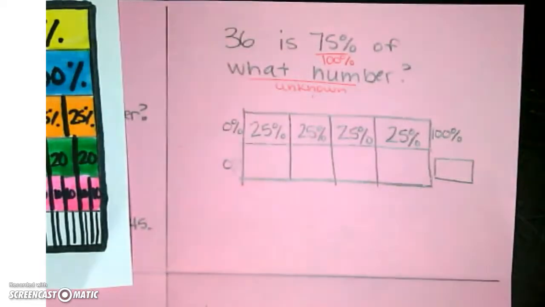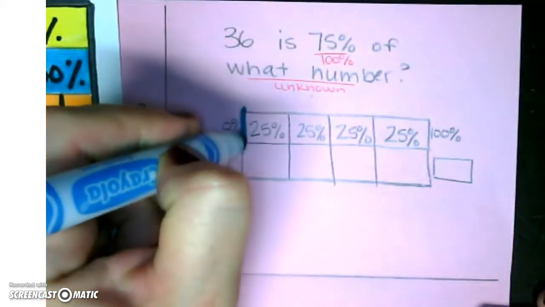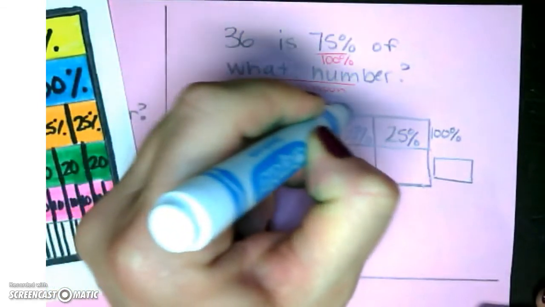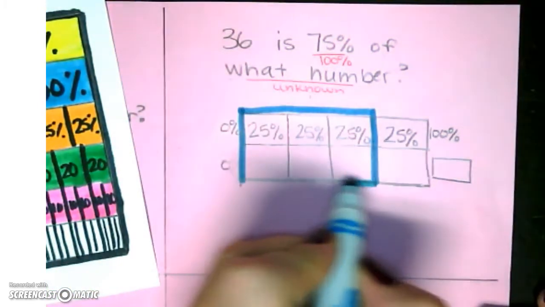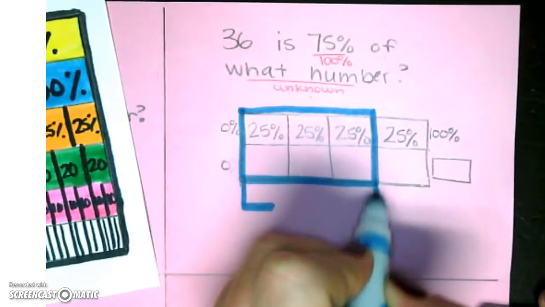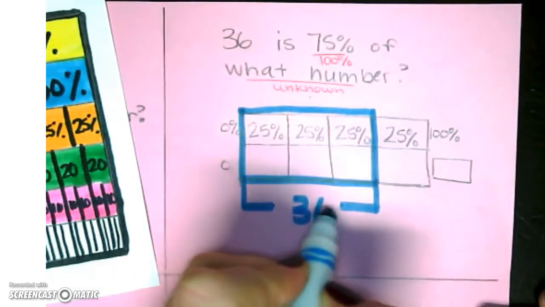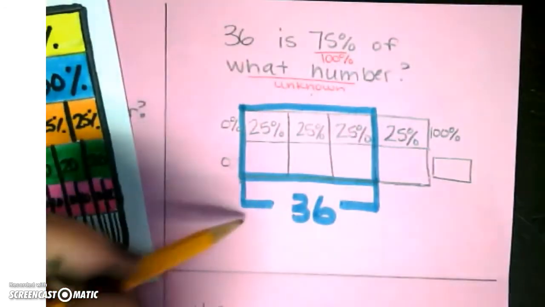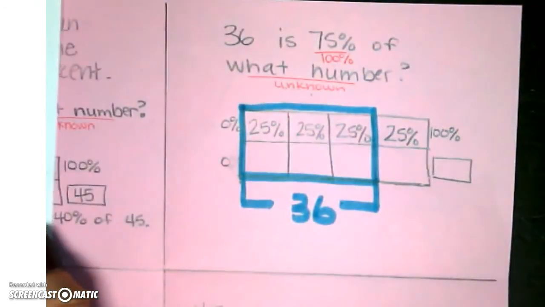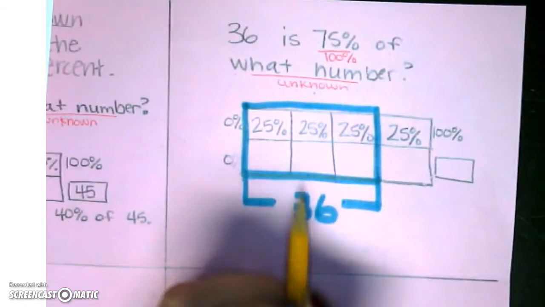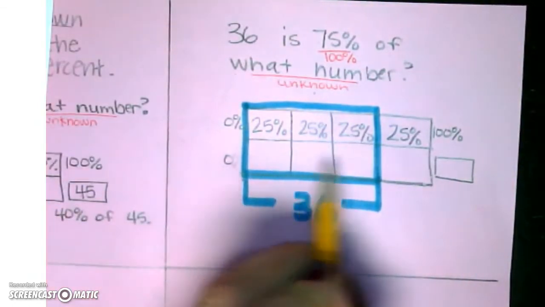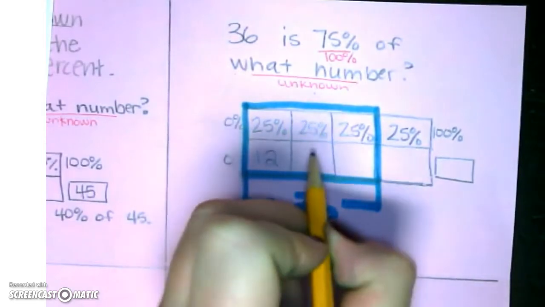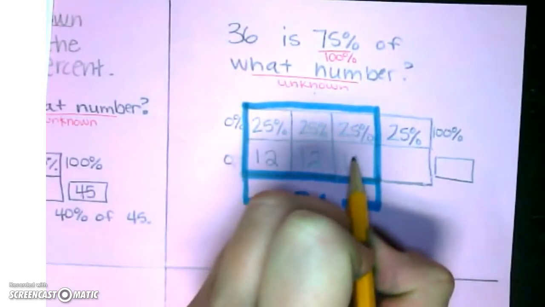And the bottom part is still unknown. I don't know what the whole is, but I do know what 75% of my whole is, because it told me in the problem. I know that 75% of my whole is equal to 36. If that whole part right there is worth 36, you can figure out what each piece is worth by sharing this 36 equally among those 3 pieces. And 36 divided by 3, of course, is 12.